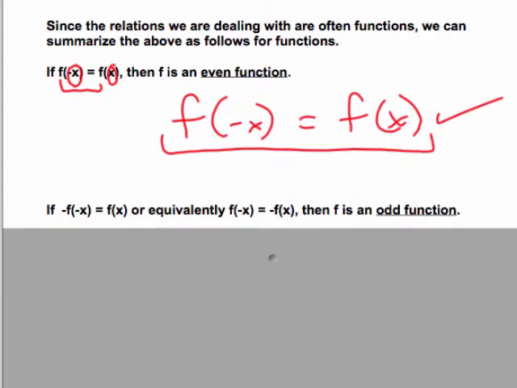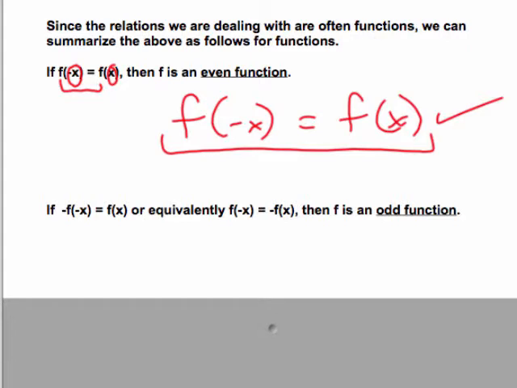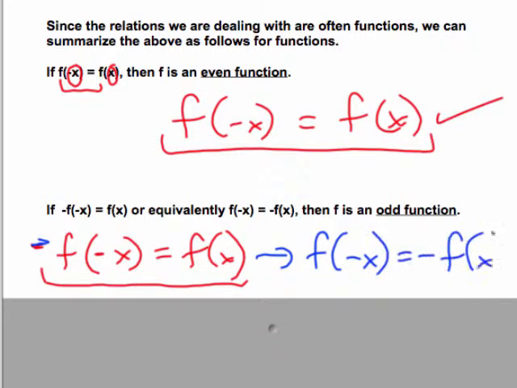For symmetry about the origin, remember it would mean that if you replaced x with negative x as well as y with negative y, so replacing x with negative x, y with negative y, you should get the same function as you started with. That's exactly what we talked about before, just a different notation. What I can do, though, is in this notation here, I can move the negative in front over to the other side. So an equivalent expression would be to say that f of negative x is negative f of x.